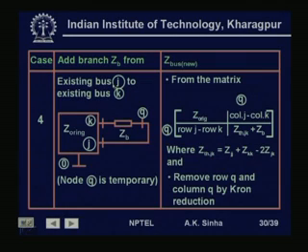The fourth type of modification is when existing bus J and existing bus K are connected by a new branch with an impedance ZB. We have 2 existing buses and the ZB branch is connecting them. So, we get this new matrix like this, and then we do the Kron reduction to eliminate the n plus 1th row and column and finally get the n by n modified Z bus matrix.